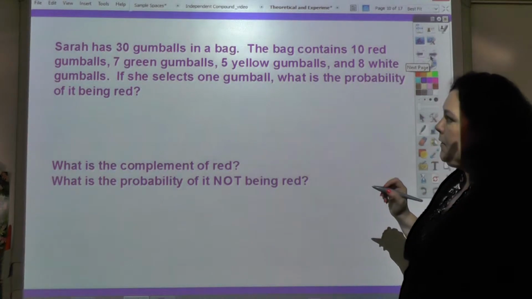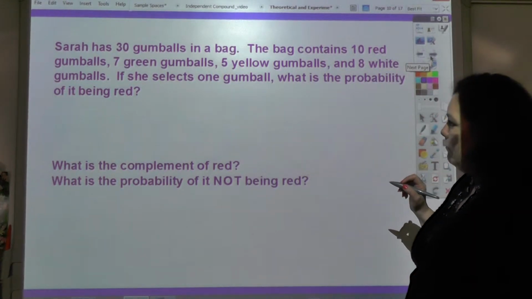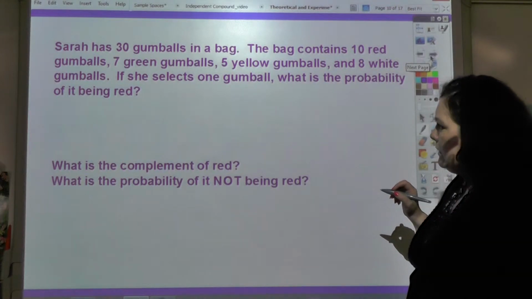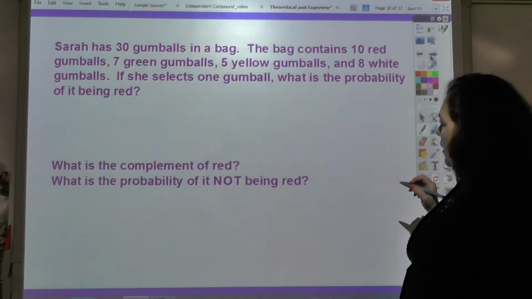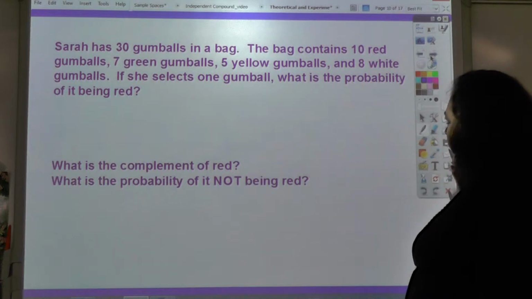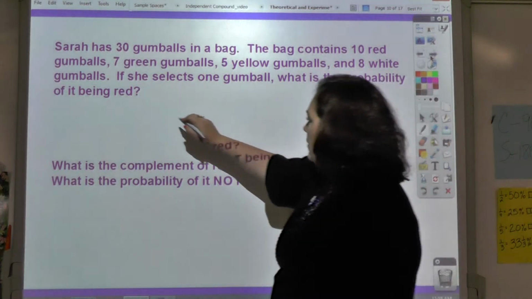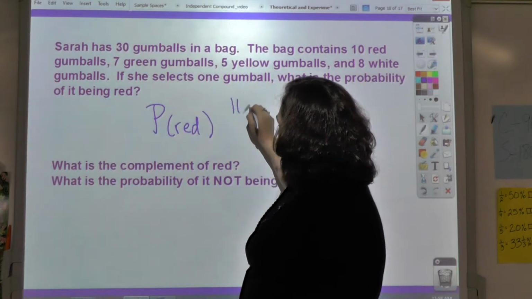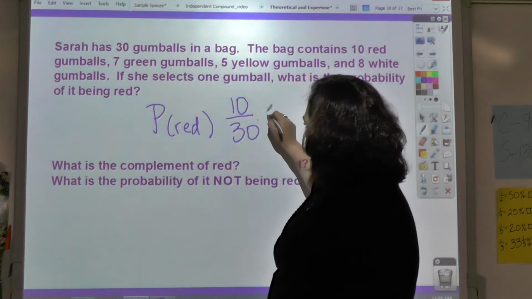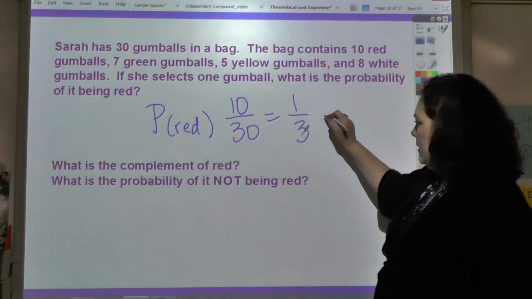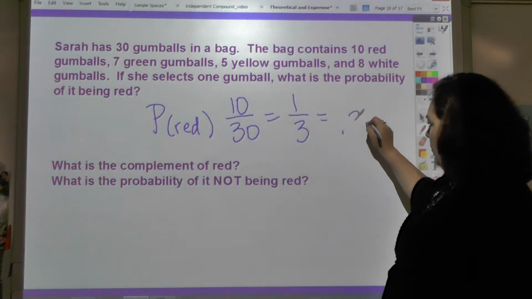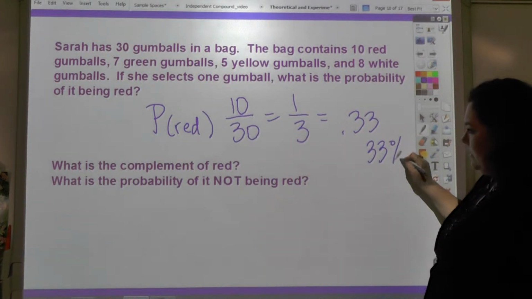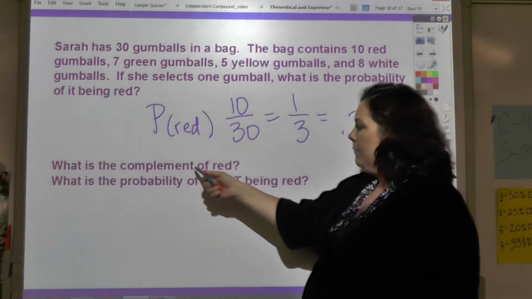Sarah has 30 gumballs in a bag. The bag contains 10 red, 7 green, 5 yellow, and 8 white. If she selects one gumball at random, what is the probability of it being red? So the probability of red, there's 10 red out of 30, and I'm going to simplify this. 1/3 equals 0.33 and 33%. And what is the complement of red?